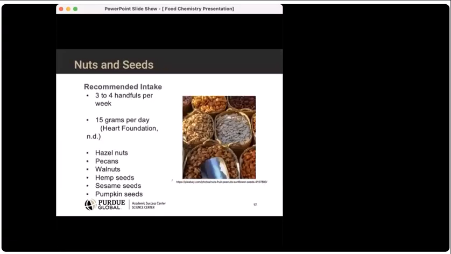So if we did want to consume nuts and seeds, what's the recommended amount we should be taking? It's generally recommended that we consume about 3 to 4 handfuls each week. Of course, some of us have bigger hands than the others, or about 15 grams per day. So additional types of nuts and seeds that might be appropriate to choose would be things like hazelnuts, pecans, walnuts, and some seeds like hemp seeds, sesame seeds, and pumpkin seeds.